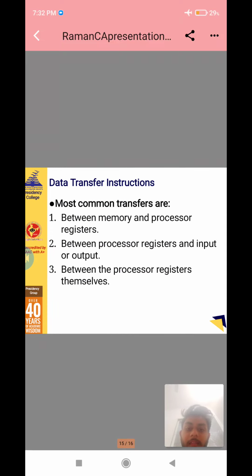Data transfer instructions. There are 3 common transfers, listed below: between memory and processor registers, between processor registers and input or output, and the third one is between the processor registers themselves.